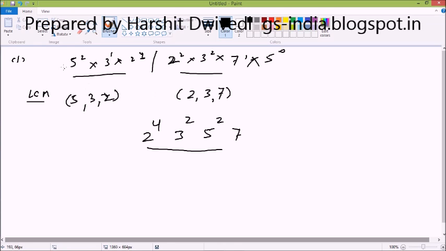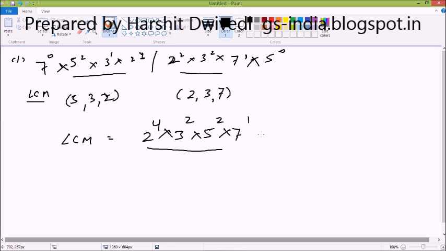Now 7. 7 is absent in the first number, so we can write it as 7 to the power 0. And 7 is present in the second number, that is to the power 1. So we will write it as 7 to the power 1 and we are going to multiply them. And this is going to be our LCM.